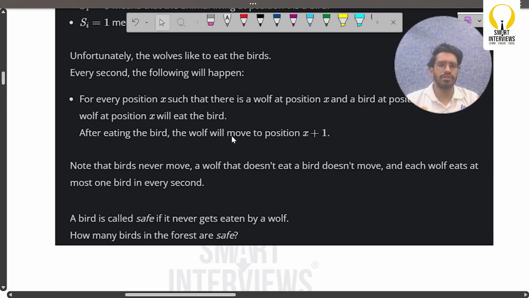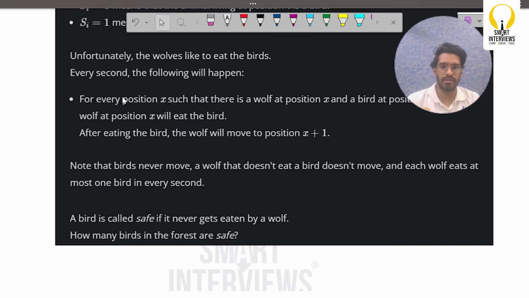Now, for every position x, let's assume there is a wolf present at the xth position, and let's also assume that there is a bird at the x plus 1th position. The wolf at position x will definitely eat the bird which is exactly next to it at the x plus 1th position. After eating the bird, the wolf will move to position x plus 1. While we will be discussing the examples, I think you will understand exactly what they are trying to explain for every second.